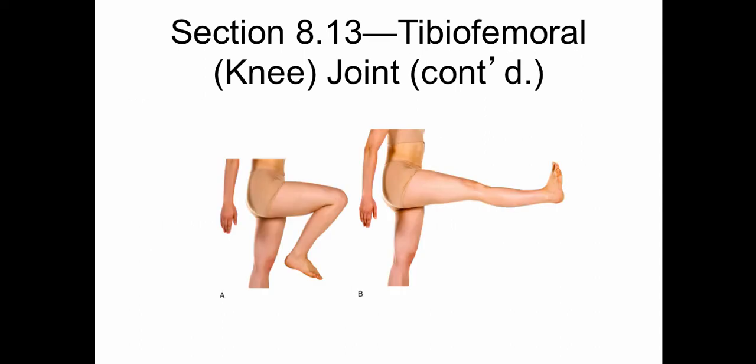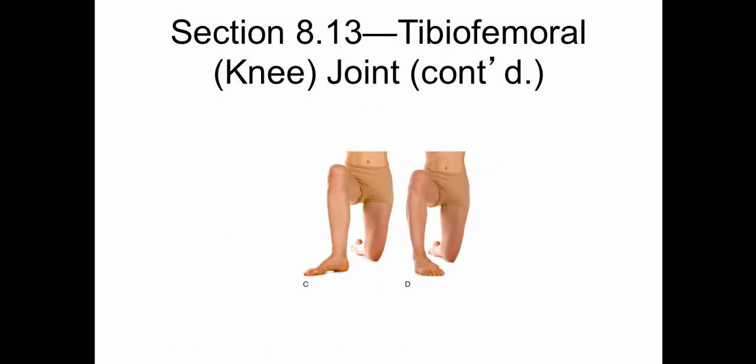Figures A and B show flexion and extension of the knee joint, respectively. Lateral rotation and medial rotation of the leg at the knee joint are possible only if the knee joint is flexed and the thigh is fixed. Likewise, when the knee joint is flexed and the leg is fixed, the thigh can rotate at the knee joint. Medial rotation of the leg at the knee joint is equivalent to lateral rotation of the thigh at the knee joint. Similarly, lateral rotation of the leg at the knee joint is equivalent to medial rotation of the thigh at the knee joint.